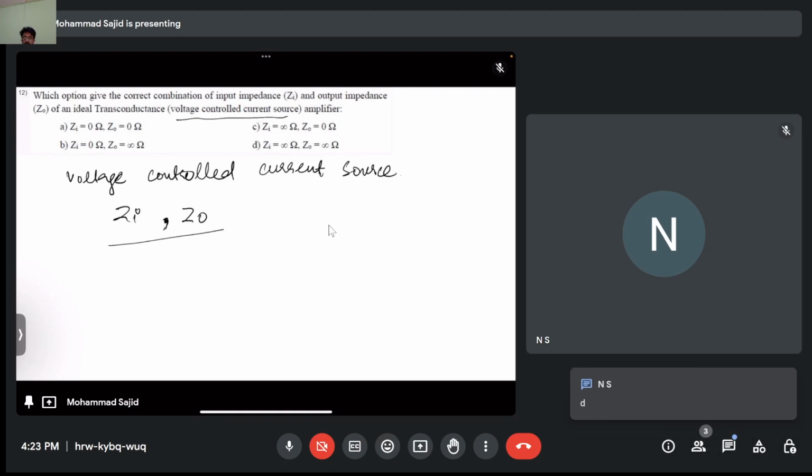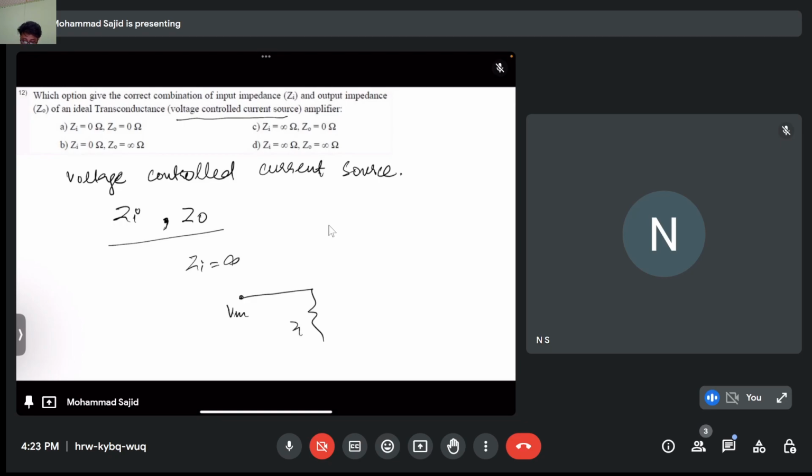When you have a voltage controlled current source, why should Z in be infinity? If this is V in and this is your Z in, and Z in is infinity, the whole voltage drops across this. Similarly, if this is your Z out and this is your ZL, it should also be infinity, such that the whole current will go through ZL, right? So that's why option D is correct. Nice.